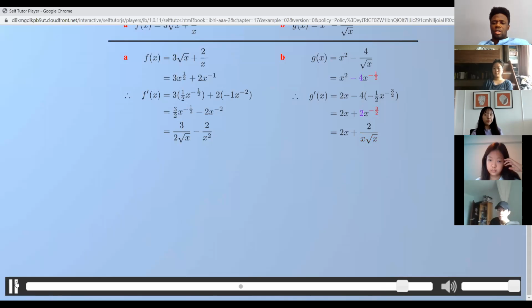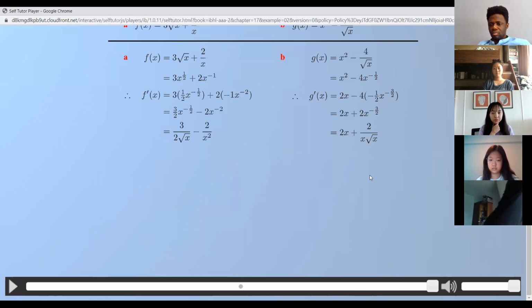I think the audio is faster than what you are seeing, right? Anyway, so this is what I said earlier. You can go up to this point, or you could just leave it as x to power 3 over 2. Okay, that's also allowed. The third one quickly.